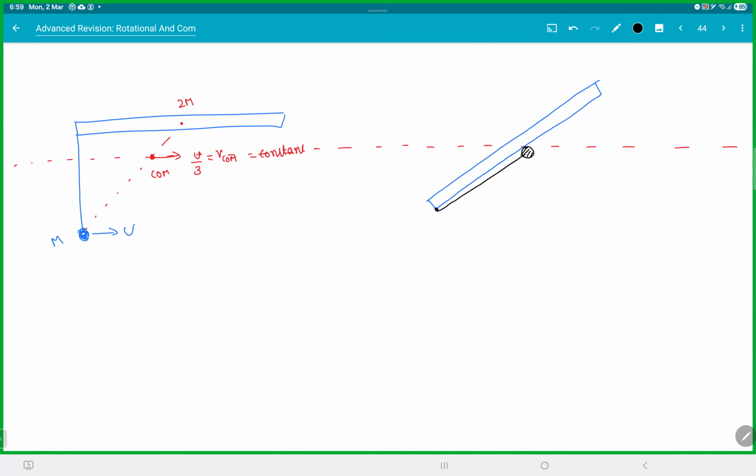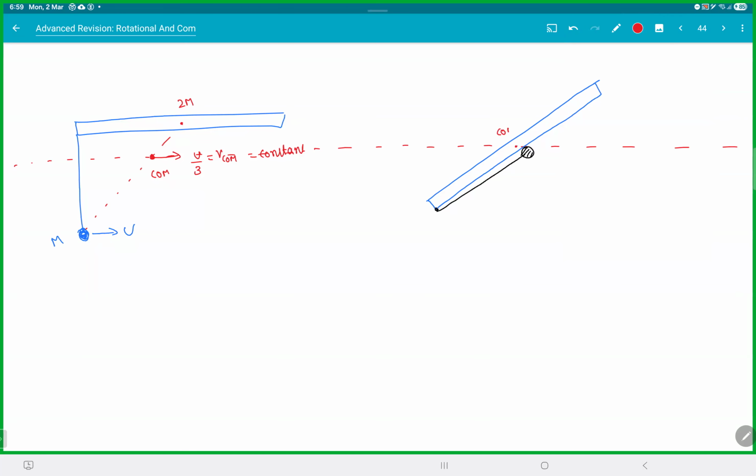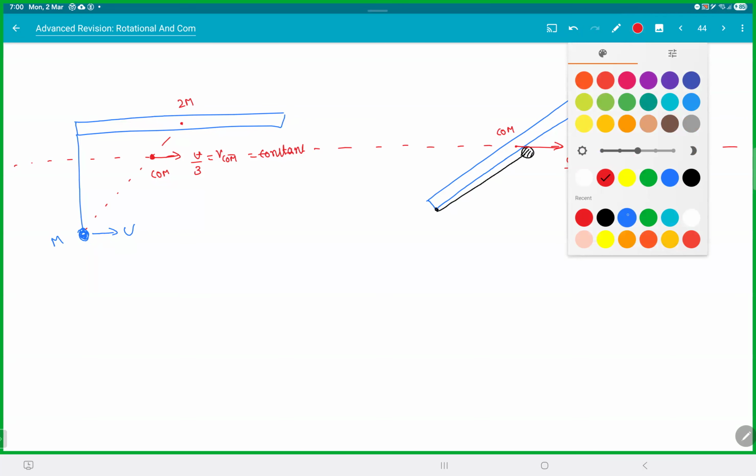If the ball hits the middle of the rod, where is the new center of mass? Middle of the rod, isn't it? So that means this position must be the center of mass. And this whole setup is going with u by 3, and the whole thing is rotating with omega. So which point is a good point to conserve angular momentum? Center of mass, isn't it?